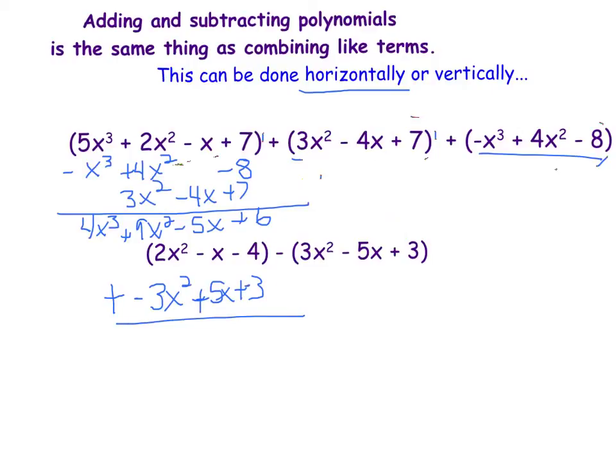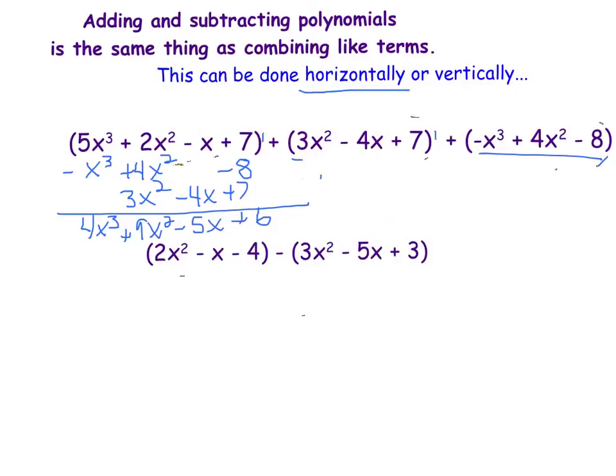So now I have 2x squared minus 3x squared is a negative x squared. Negative x plus 5x is a positive 4x. And negative 3 plus a negative 4 is a negative 7. So I have negative x squared plus 4x minus 7, and I combine these vertically. If you like horizontal, you can do the same thing. Again, I just caution you with those negatives.